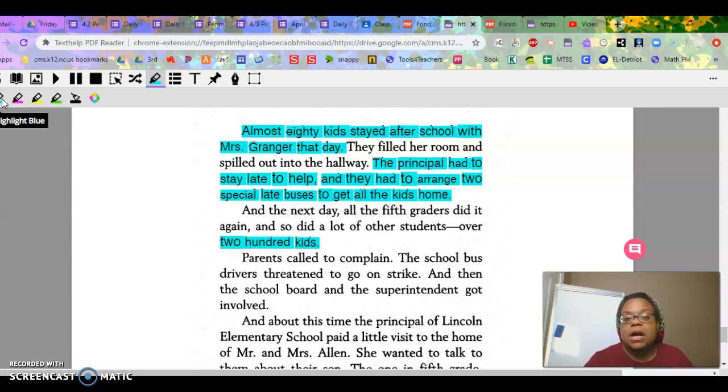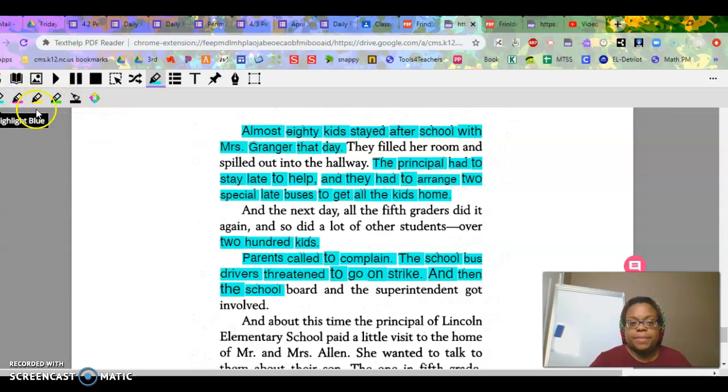It says parents called to complain. The bus drivers threatened to go on strike. That means that they are saying, hey, I'm not going to be working all these late days and late nights because Mrs. Granger wants to suspend people. The school board and the superintendent got involved. So I'm going to highlight that as well. There's a lot going on right there.